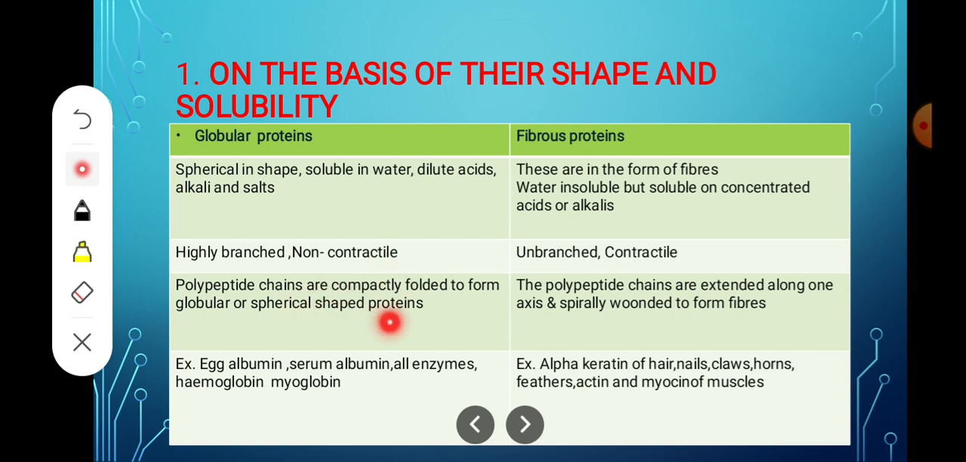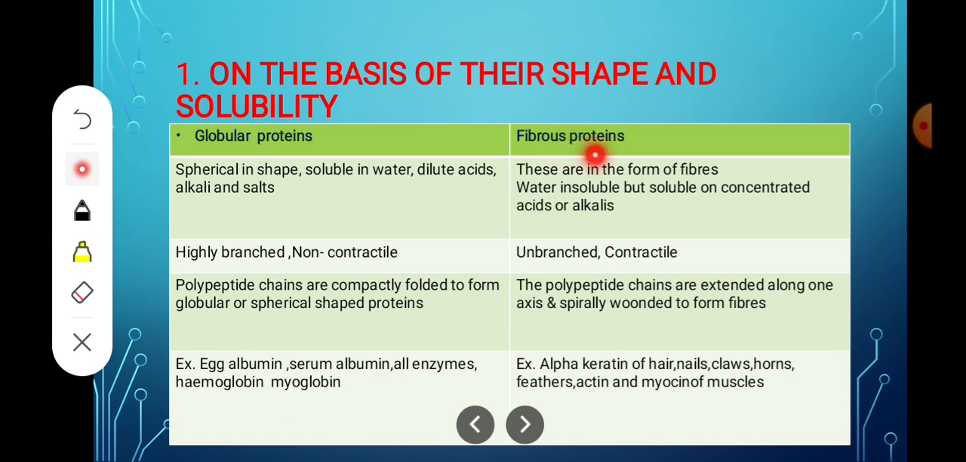The polypeptide chains are compactly folded to form globular or spherical shaped proteins. In globular proteins, the polypeptide chains are cross-linked by usual peptide bonds involving the amino group of one amino acid and the carboxylic group of a second amino acid. The polypeptide chain may also be tightly folded into spherical or globular shapes. The most well-known examples of globular proteins are egg albumin, serum albumin, all enzymes, antibodies, hemoglobin and myoglobin.